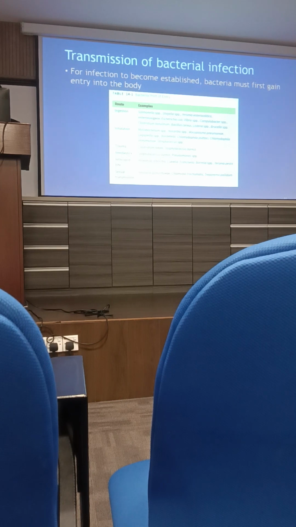Okay, so let's look at transmission of bacterial infection. First, they must gain entry into the body. Number one, through ingestion. Ingestion is by eating or drinking food or drinks that are contaminated. So these are the types of bacteria.